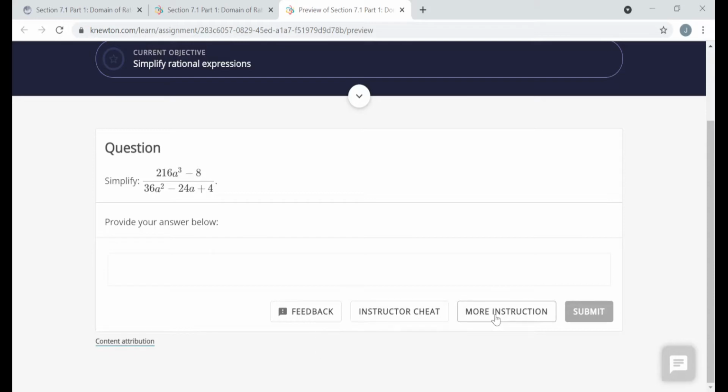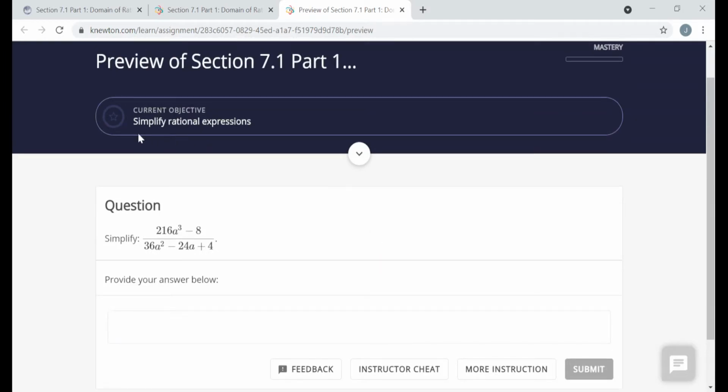But you will be seeing a more instruction button, which I would recommend you use if you're having trouble with a particular objective or a particular question. You click on this button and some reading material or videos will show up that may help you working on questions related to that objective. Alright, so the first question is on the objective simplify rational expressions, or simplify fractions.